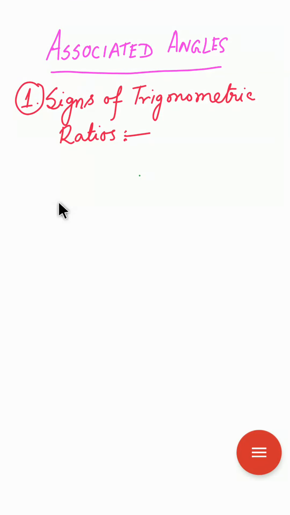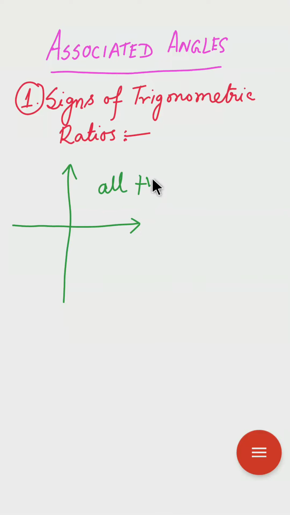Today we are going to study associated angles. First topic is signs of trigonometric ratios. Suppose this is our y-axis, this is our x-axis, forming the four quadrants: the first quadrant, second quadrant, third quadrant, and the fourth quadrant. Here, the signs of every trigonometric ratio is positive. So this is called all positive.